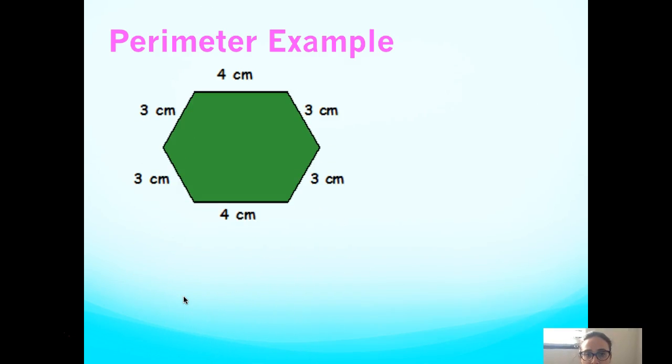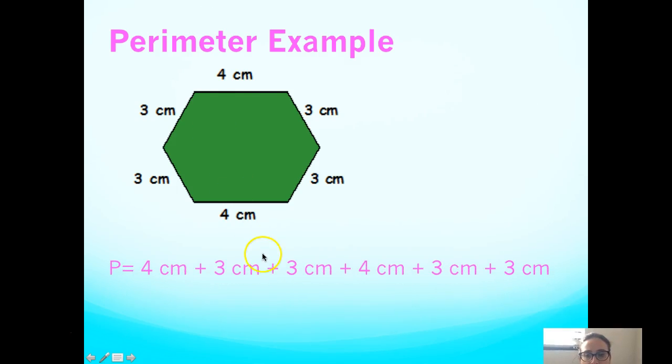Here we have a hexagon. A hexagon has 6 sides. We need to add up all the sides together to find the perimeter. 4 centimeters plus 3 centimeters plus 3 centimeters plus 4 centimeters plus 3 centimeters plus 3 centimeters.